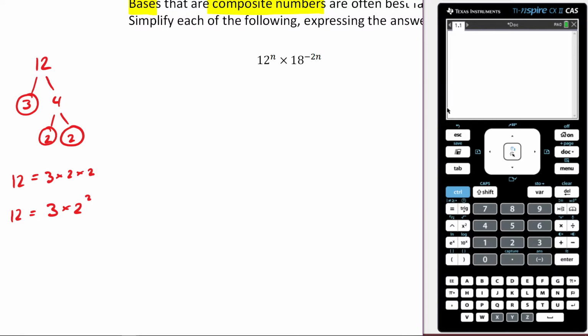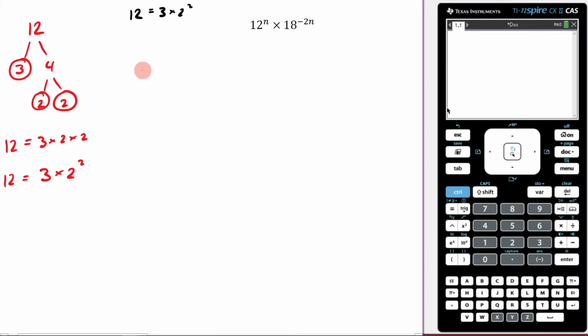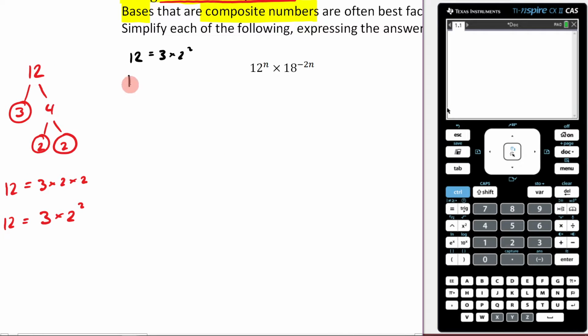So this is the important part now, and we don't expect you to use prime factor trees, but what we expect you to be able to do is look at a number like 12 and say, you know what, that is the same thing as 3 times 2 squared. And we'd be able to look at a number like 18 and break that down. Now, don't use a prime factor tree. Just think about it. 18 is the same as 9 times 2, and 9 is the same as 3 squared. So it's 3 squared times 2.